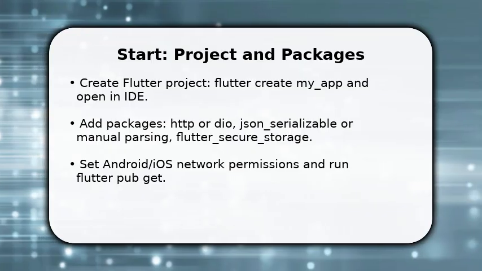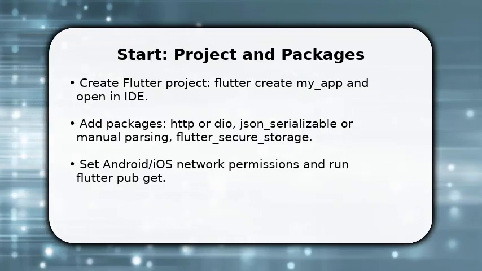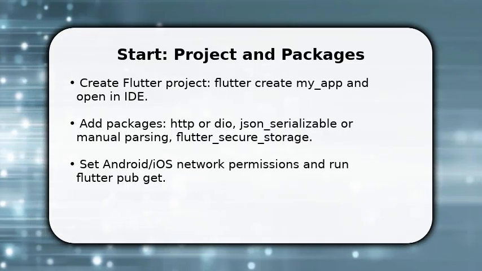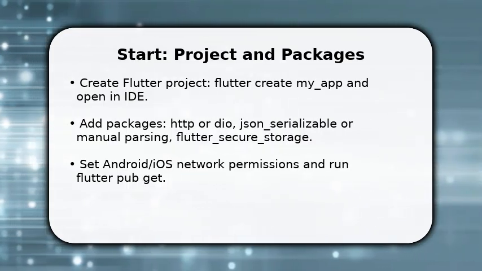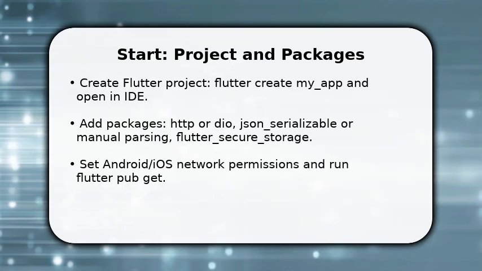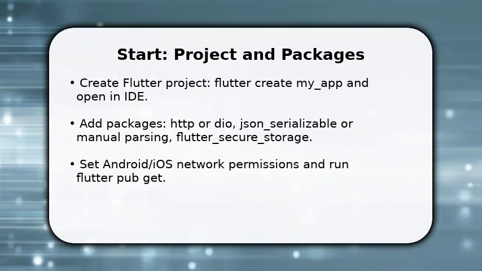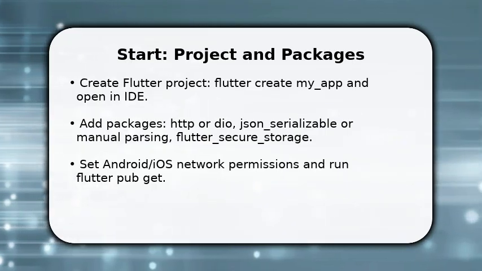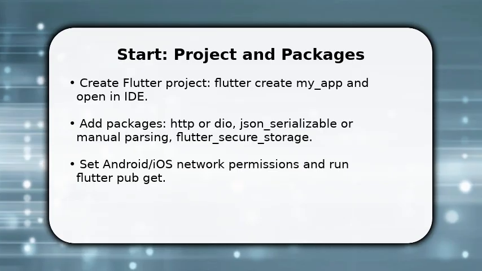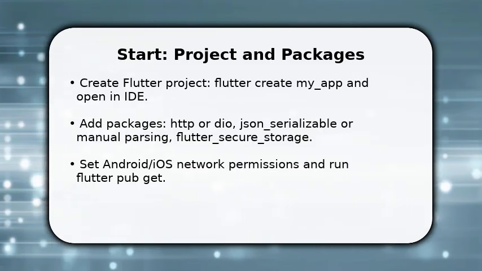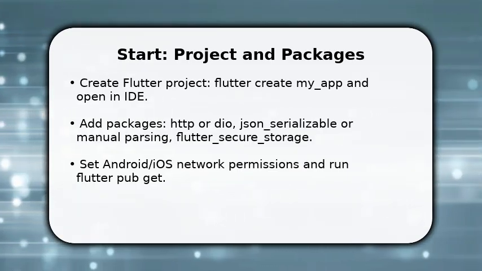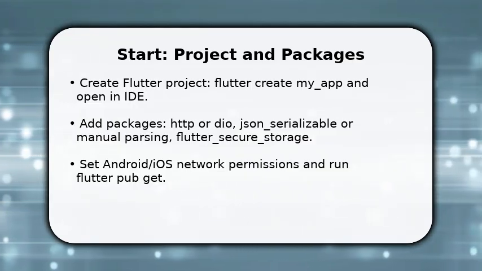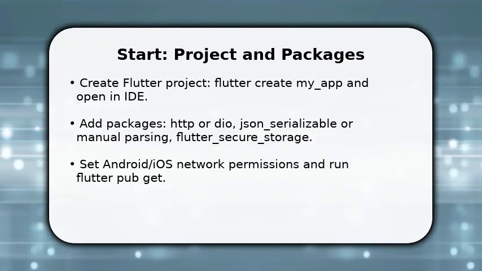You begin by preparing a focused environment and installing only the essentials. Open your Flutter project and add a networking package like HTTP or Dio. Once done, add a JSON parsing tool or plan manual parsing. Make sure to set Android and iOS network permissions so requests don't silently fail. Then run flutter pub get. You do this now so subsequent steps use concrete code. This avoids backtracking and lets you start implementing the API call immediately.